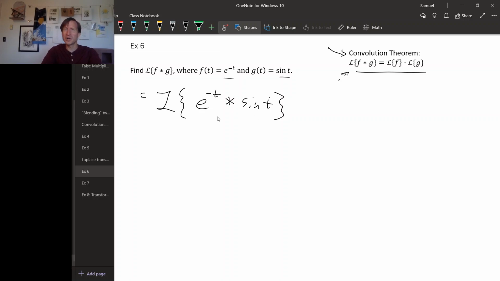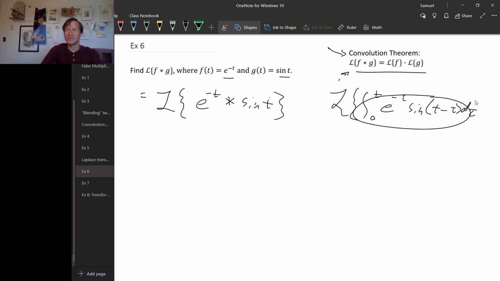So first you'd have to work out this convolution, which is some big messy integral, the integral from 0 to t of e to the minus tau times sine of t minus tau d tau. First you'd have to compute this integral, and then you'd have to compute the Laplace transform of that, which is itself another integral if you didn't have a formula for this. So computing this Laplace transform without the convolution theorem would be just an awful amount of work. It seems terrible. But fortunately, we know the convolution theorem.